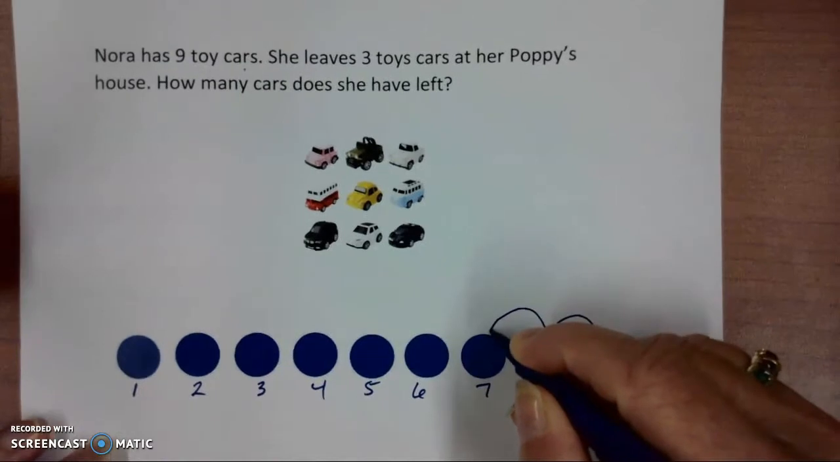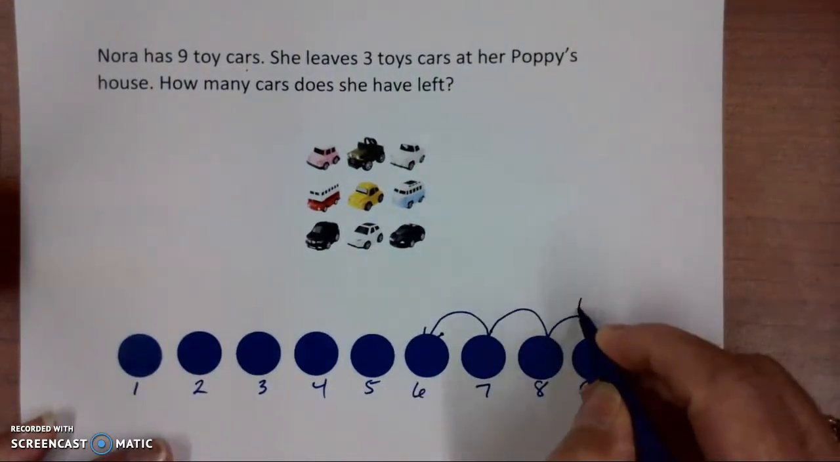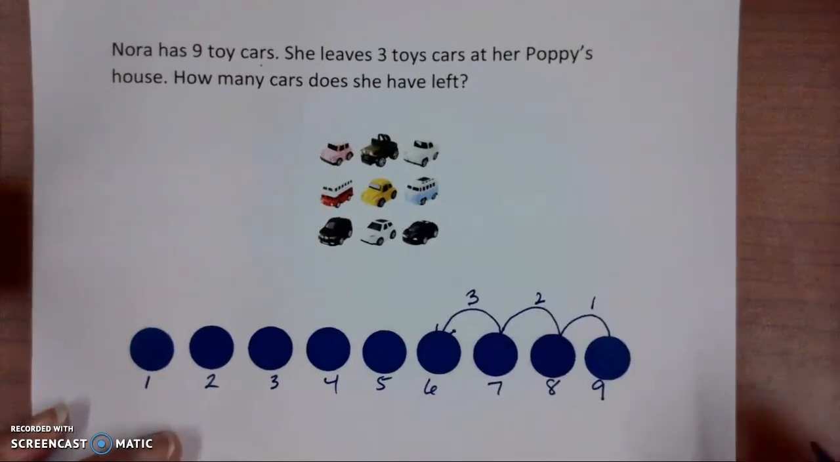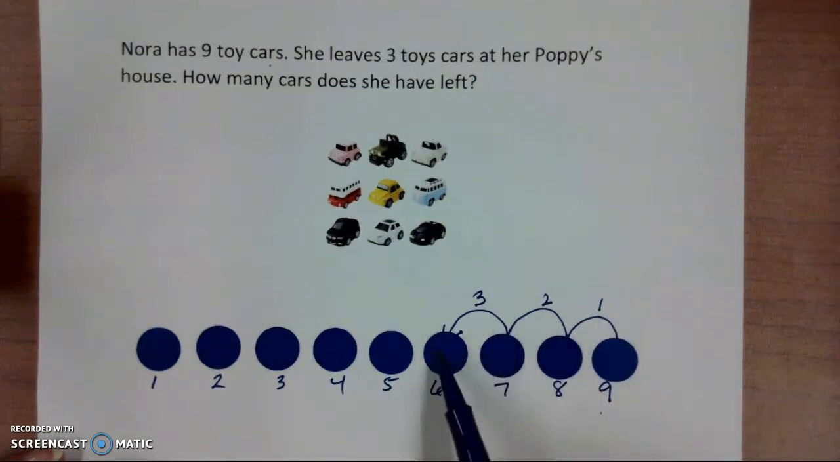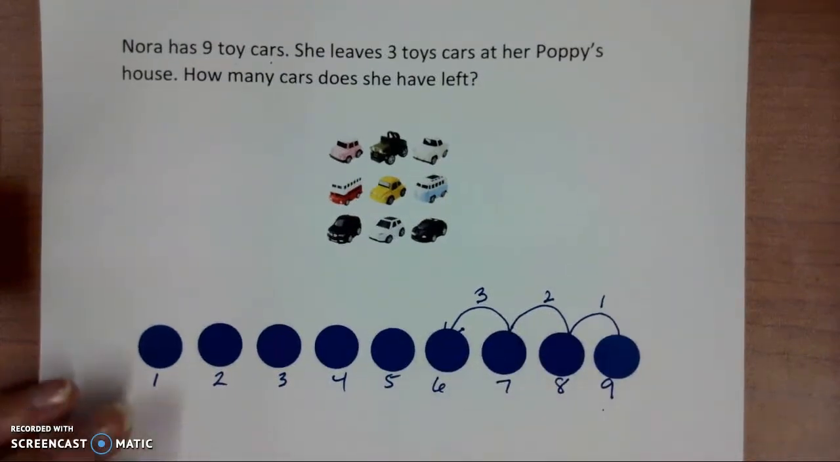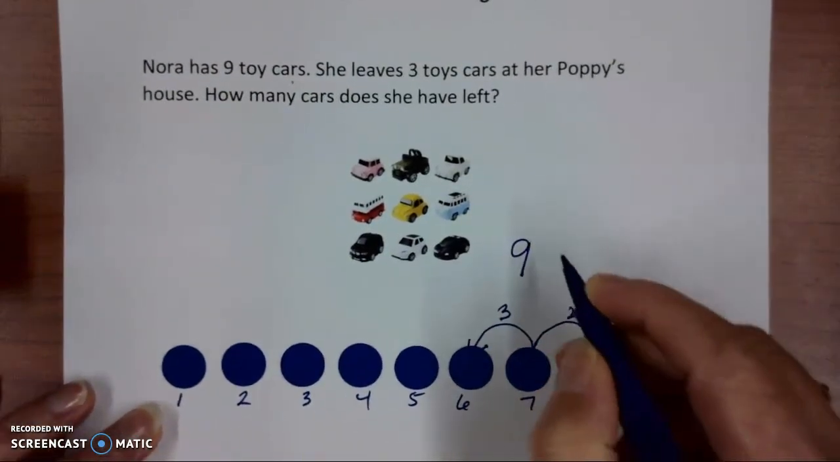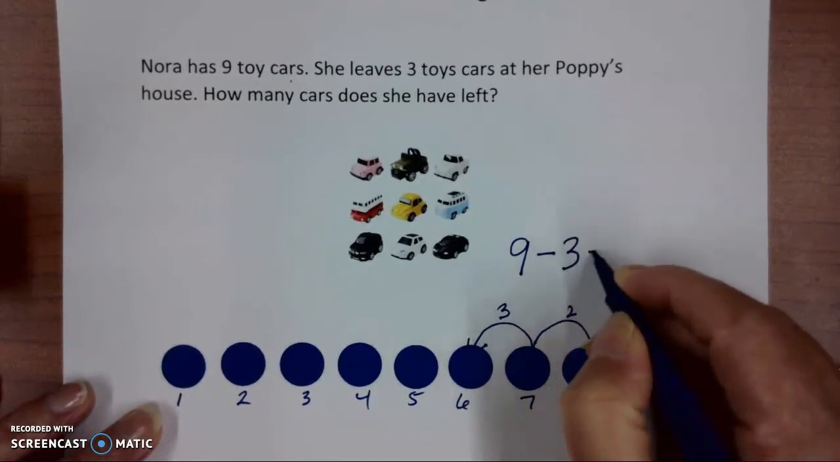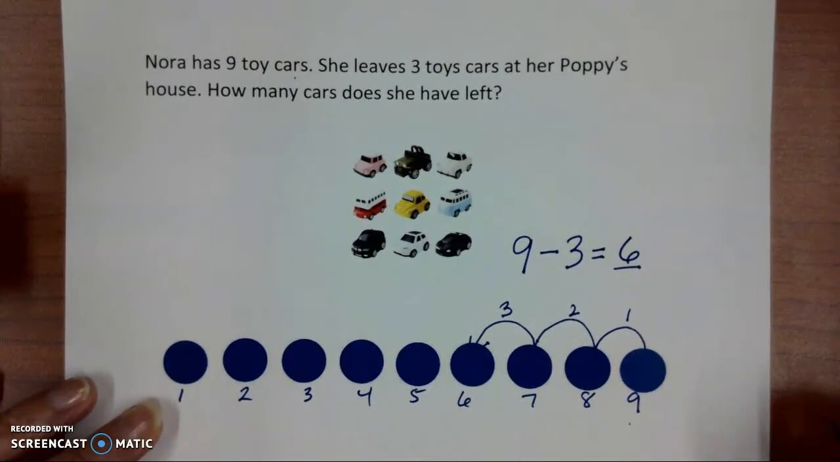1, 2, 3. So when we count back 1, 2, 3, we can count back from 9 where we start, and we count back 1 to 8, 7, 6. So what subtraction sentence can we write? We can write 9 subtract 3 equals 6. That's how many cars Nora went home with.